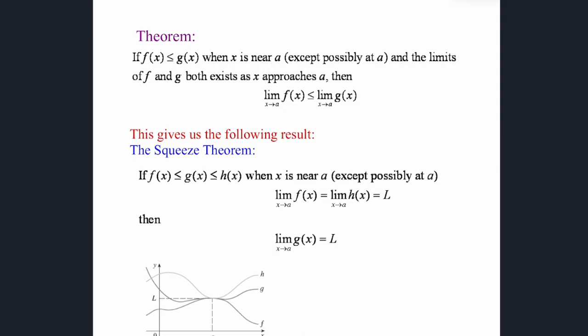Now that's only helpful if the middle function, our g function, is a function where it's hard to understand what's happening to it. It might have some trig stuff in it. It might have some zero denominators or something funky happening at that point. And when that funky thing happens, the squeeze theorem allows us to calculate the limit in a sneaky sort of way.